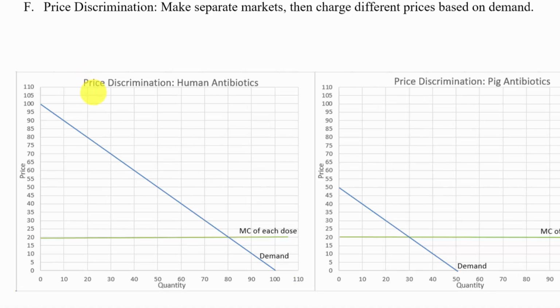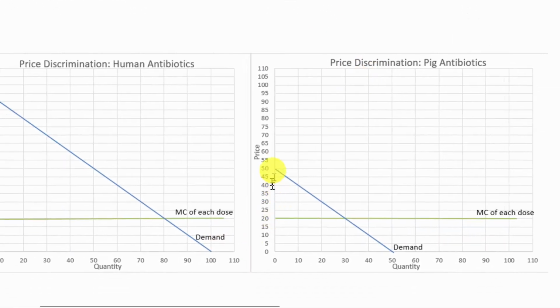And the example I have in mind here is, suppose you're a drug company and you have some antibiotic that you've invented and you're a monopolist. Let's look at human antibiotics. So this is the demand curve for humans. What is your willingness and ability to pay for antibiotics to keep you healthy or to get rid of a disease? Over here, we have a lower demand curve, which represents a lower willingness and ability of people to pay for antibiotics for animals. So these antibiotics might be used in cows or pigs or chickens.